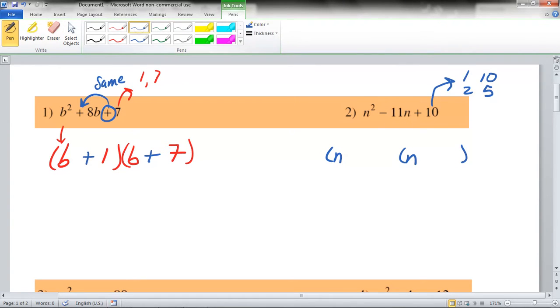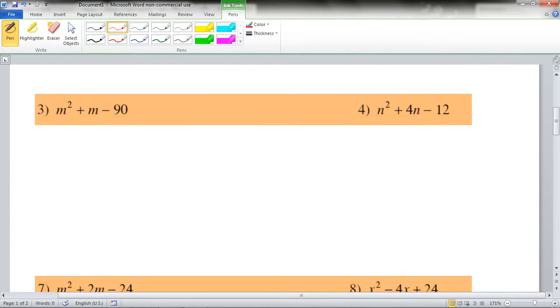So let's do this again. 2 and 5 does not work. So 1 and 10. Okay, this is 1n, this is 10n, they add to give 11, that's cool. Add or subtract, that works. And this says the signs are the same, and they're both negative. So the signs are the same, and they're both negative, and you're done. Okay? All right, let's do this one.